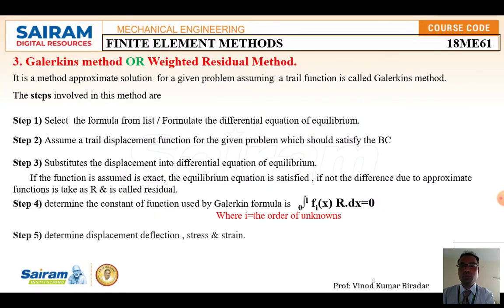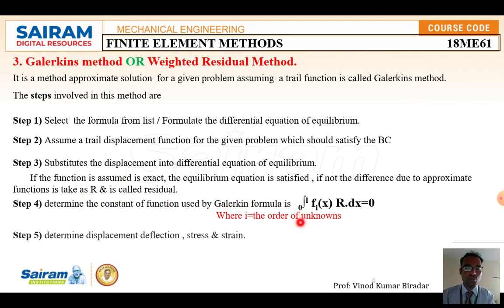Step number 2: these are the steps. Step number 1, as I already told you, is to select the formula from the list according to the given problem, which is also called formulating the differential equation of the given equilibrium. Then assume the trial displacement function for the given problem, which should satisfy the boundary conditions. Depending upon how many orders there are, you have to assume the displacement function accordingly. Then step number 3: substitute the displacement function into the differential equation for the given problem. Then fourth is to determine the constants used by the Galerkin formula.